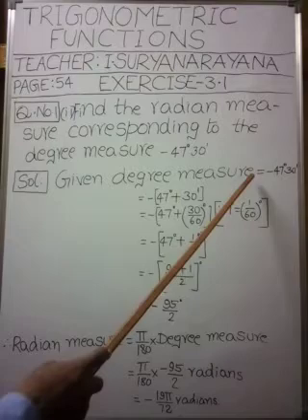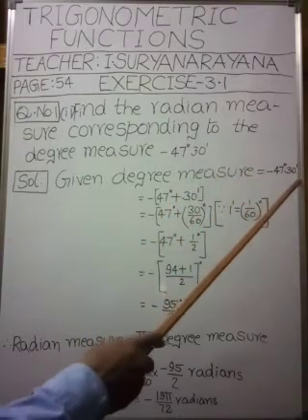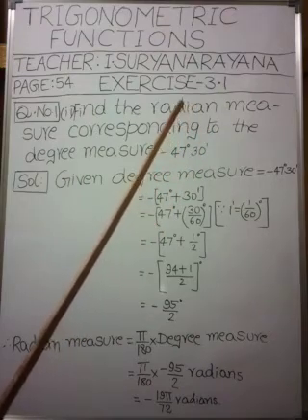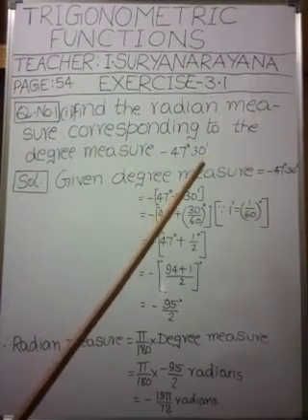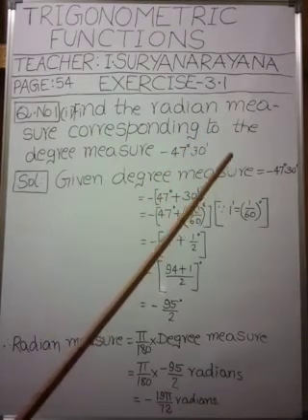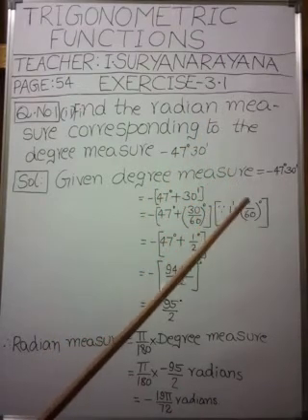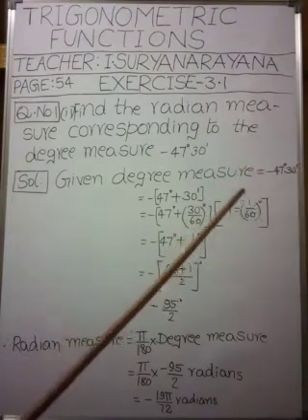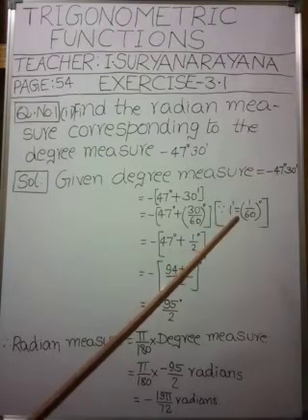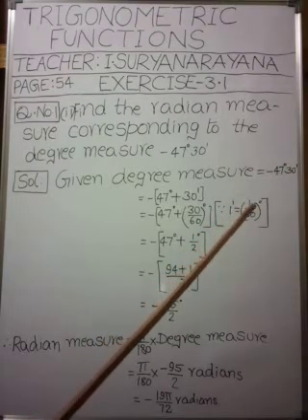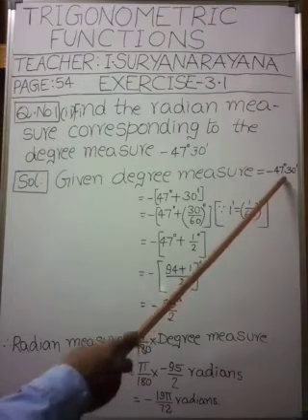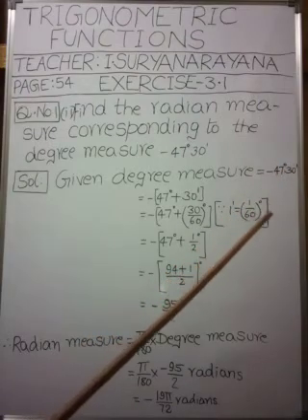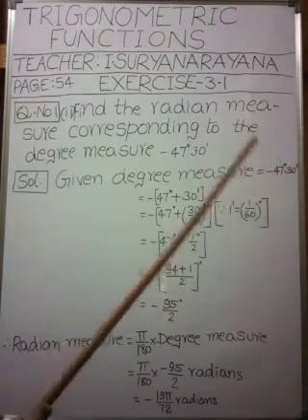Given degree measure is equal to minus 47 degrees 30 minutes. Okay, my children. Now we don't go directly to the formula. Before writing the formula and converting it into radian measure, we should convert this entire angle into degrees. We have to take this precaution. We should be very careful because here the angle is given in degrees and minutes also. So we should convert this entire angle into degrees.